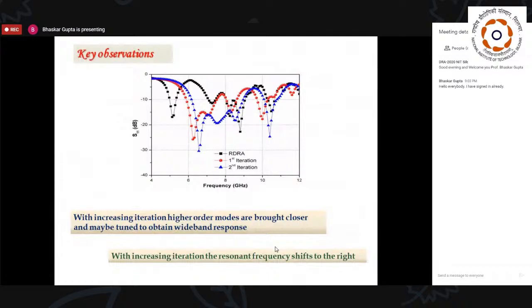We have made some key observations on this particular structure. They're enlisted here. With increasing iteration, higher order modes are brought closer and closer. Well, lo and behold, that's the key to obtain wideband response. So we try to tune them to achieve that goal. Why? Because with increasing iteration, the resonant frequency shifts to the right, but larger shift for lower order modes, higher shift for higher resonant frequencies.